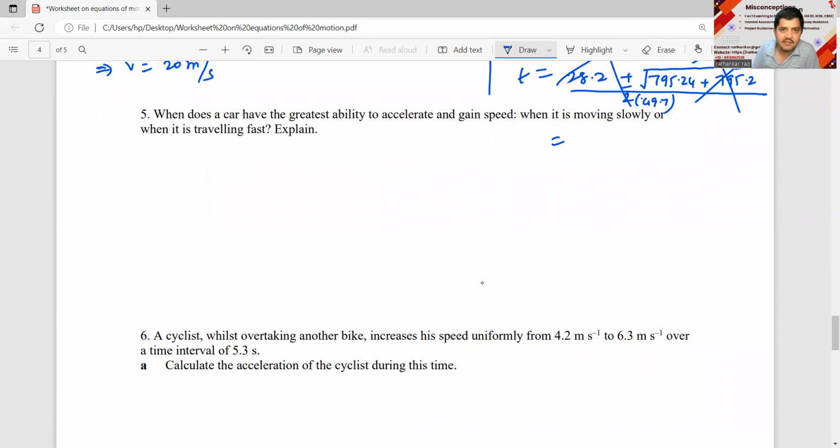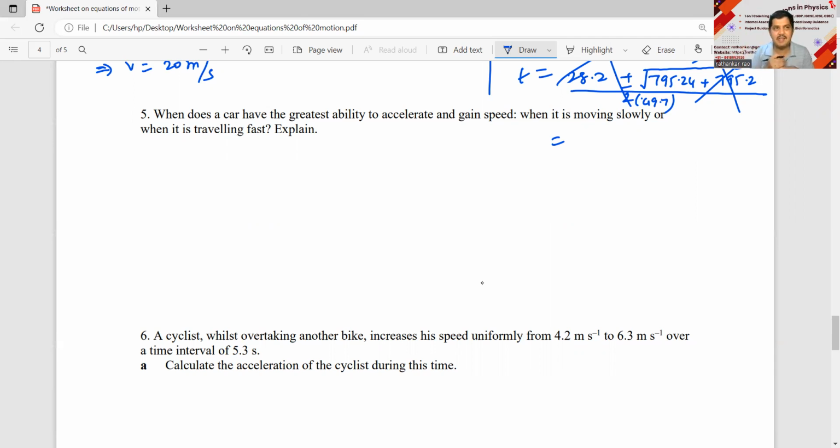Now let us look at the next one. When does a car have the greatest ability to accelerate and gain speed? When it is moving slowly or when it is traveling fast? No equations required here, you need to understand this. When you're traveling in a car at 60 or maybe 80 km per hour, you press your accelerator pedal and want to find out whether you can travel at a much higher speed. Is it easy for you? No, it doesn't, right? Because 80 can go to 82, 84, but it takes a long time to accelerate.